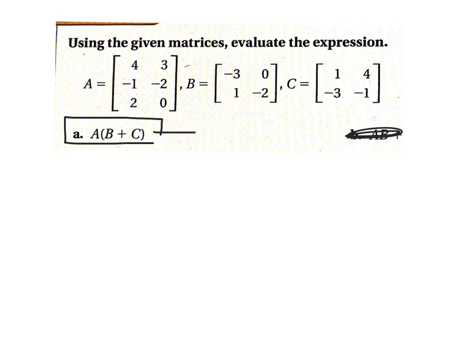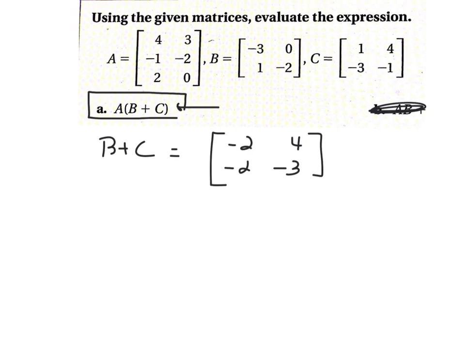So what I'm going to do first is do what's in my parentheses. I'm going to do matrix B plus C. So B plus C, and we added the other day, I'm just going to add straight across. Be -2, 0 plus 4 is 4. 1 and -3 is -2, and -2 and -1 is -3. That's my matrix B plus C. All I'm going to do with that is multiply it by matrix A because that's what it asked me to do.